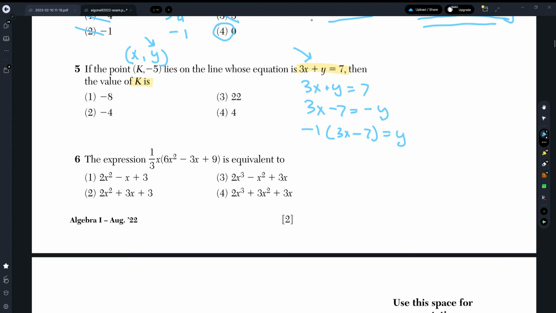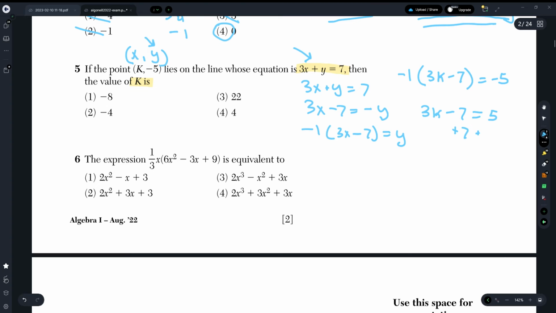So here we're going to have -1 times 3k minus 7 is equal to negative 5. We can divide by negative 1 on both sides. We get 3k minus 7 is equal to 5. We add 7 on both sides. We get 3k is equal to 12, and then we get k is equal to 4. And the answer to number 5 is answer choice 4.